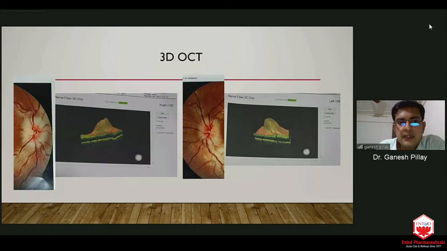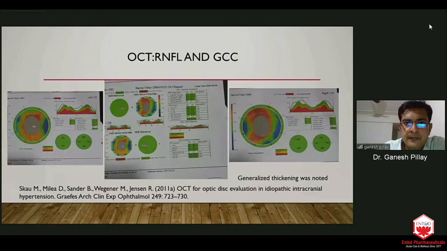I did a 3D OCT to look for the height of the papilledema. The photo may not be suggestive, but on this 3D OCT, we can see the disc is grossly elevated. OCT RNFL and GCC was done. Generalized thickening is noted, and it actually helps in seeing the follow-up of this patient.